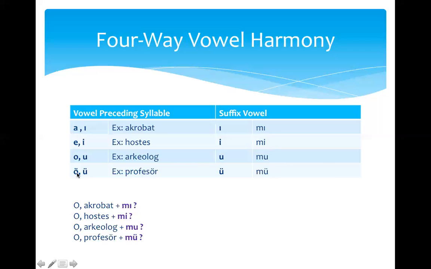And as we mentioned before, Turkish has 8 vowels, and they're grouped in twos. Basically, there will be 4 different options with the m suffix. So o akrobat mı? Is he or she an acrobat? O hostes mi? Is he or she a hostess? O arkeolog mu? Is he or she an archeologist? O profesör mü? Is he or she a professor?